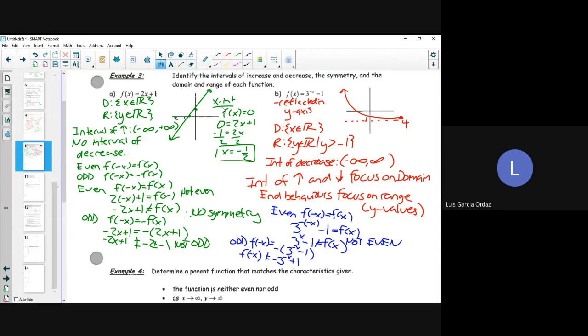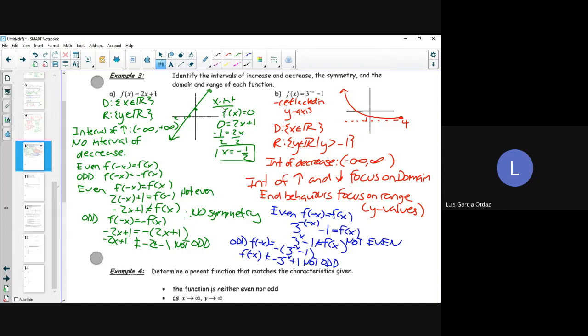Wait, so does the negative go to the exponent as well? Nope. Remember, the only time you multiply an exponent is if it's a power of another exponent. So it's not even, not odd, so there are no symmetries within this function. Even if you were to slice it down the middle or rotate it, there's no symmetry.